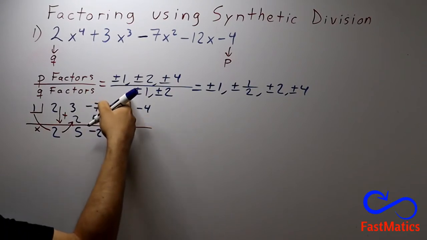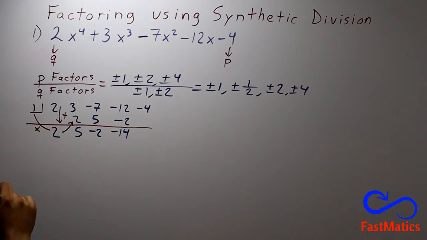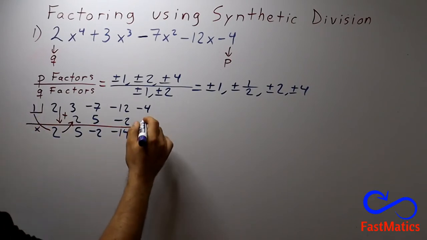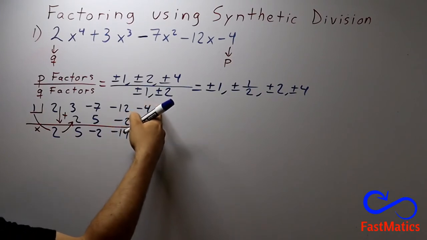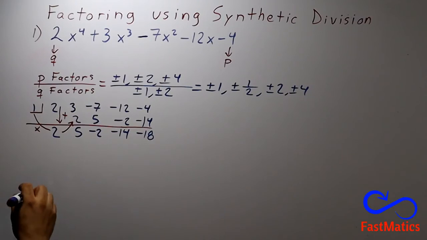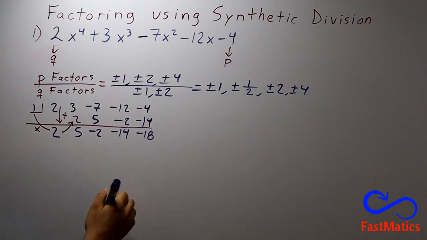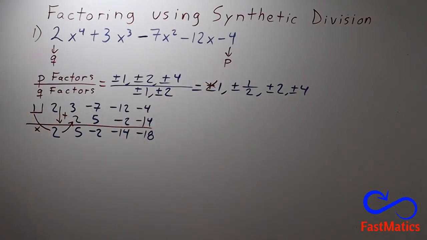And after that, negative 12 plus negative 2, negative 14. And after that, 1 times negative 14, negative 14. And finally, negative 4 plus negative 14, negative 18. Do we have a 0 here? No, so it is not plus 1, the number that is going to help me.